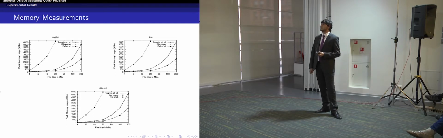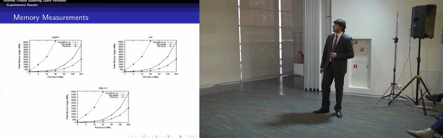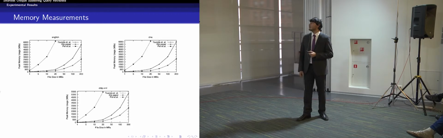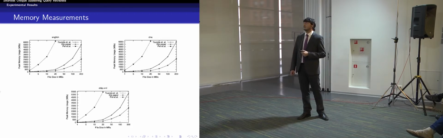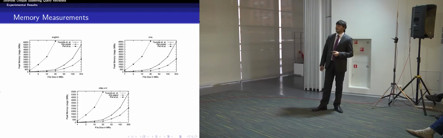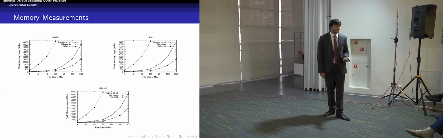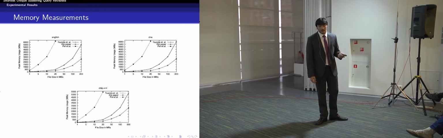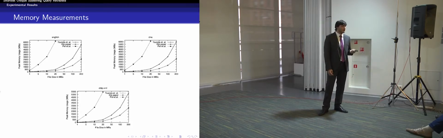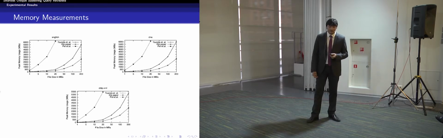Here are memory measurements. Again, this is the initial work, this is our work, and this is Tsutara's work. So we are approximately 4 times more efficient in terms of memory than Tsutara et al.'s work. So it gives a kind of trade-off between speed, time, and memory. It's because theoretically they all use linear time and linear memory.